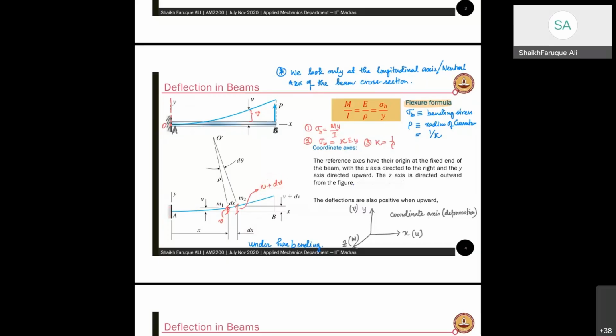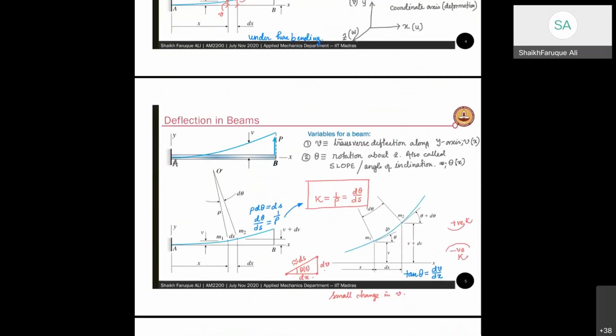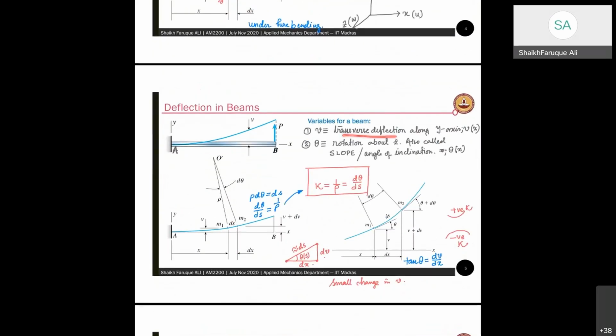And the angle that is subtended by this ds is called d theta. Therefore, you have already found out that rho, d theta and ds are related. We have used it earlier, and the relationship is rho d theta equal to ds, right? So v is my transverse deflection along the y-axis. Theta is the rotation about z at any point in the beam, or called slope, an angle of inclination theta of x.